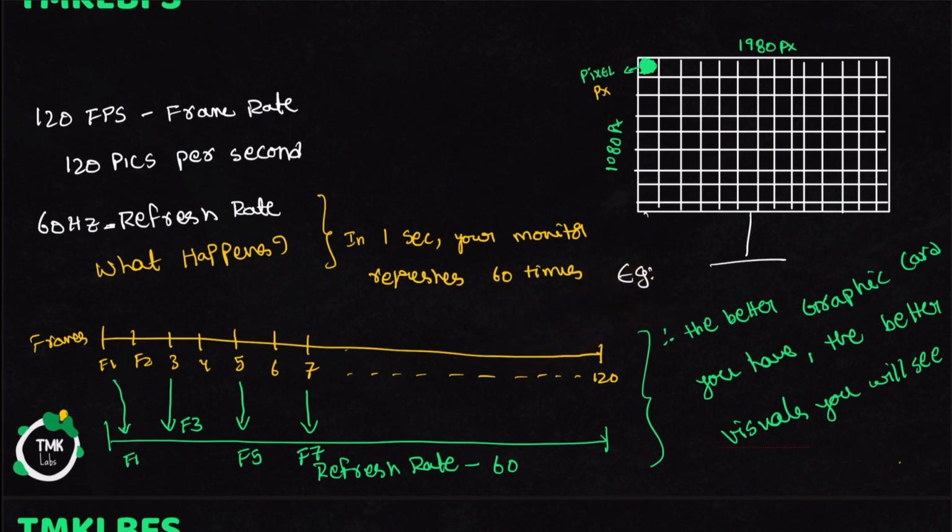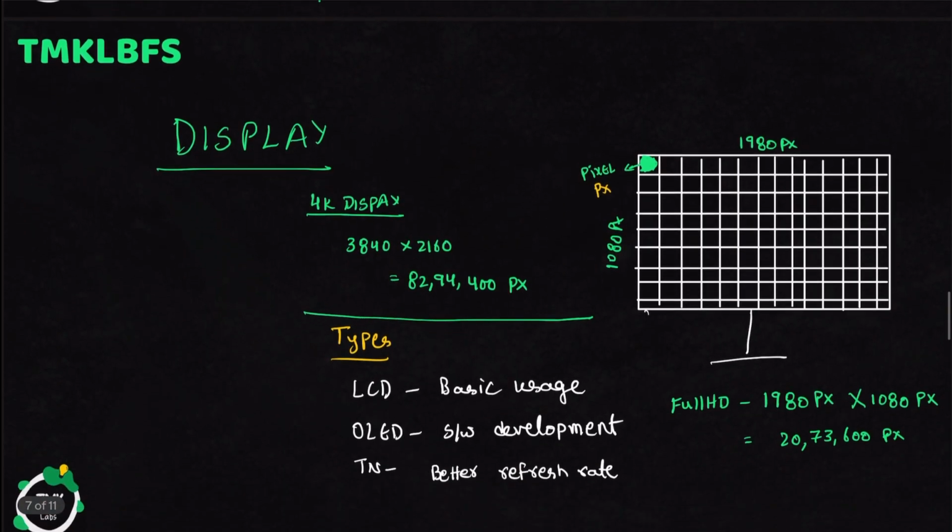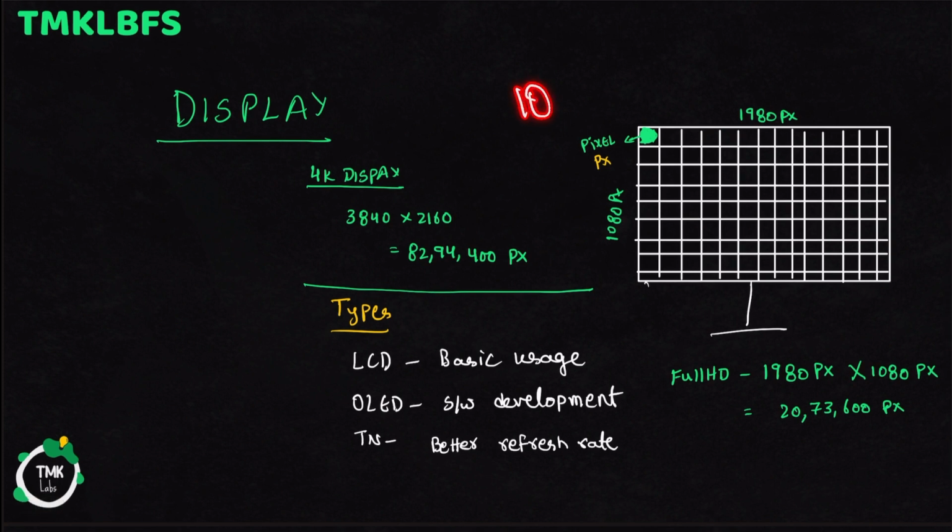Or else your screen freezes. You feel like the screen is getting frozen if the refresh rate is really low. For example, if the refresh rate is 10 hertz, it means in 1 second it will refresh only 10 times. Then what happens? Your screen will get stuck. You can literally feel the sense of it getting stuck.